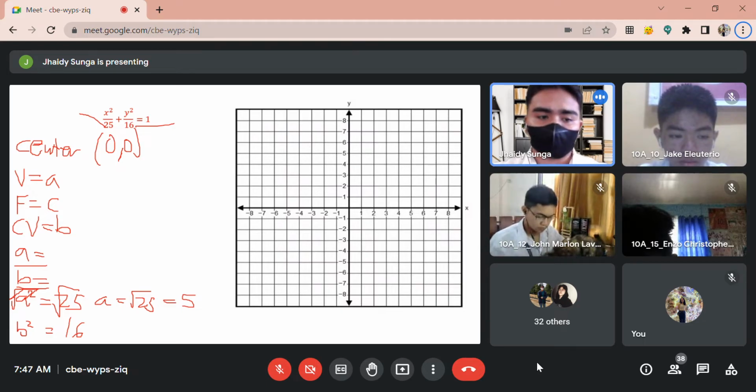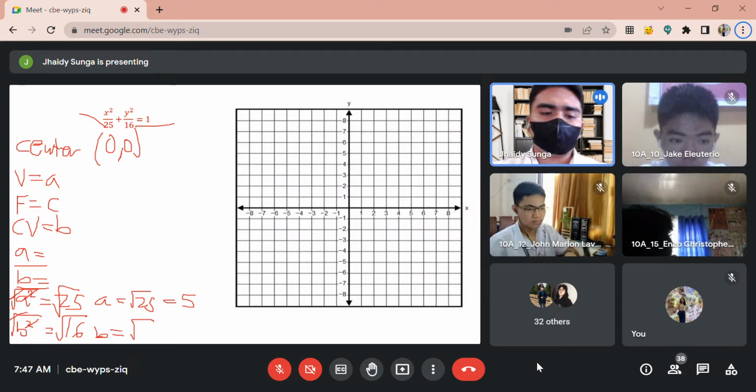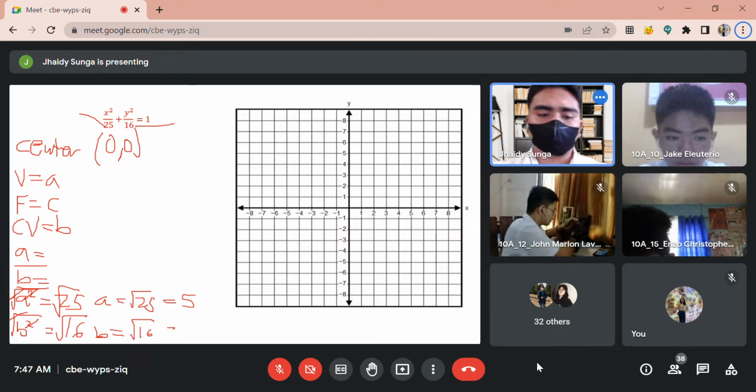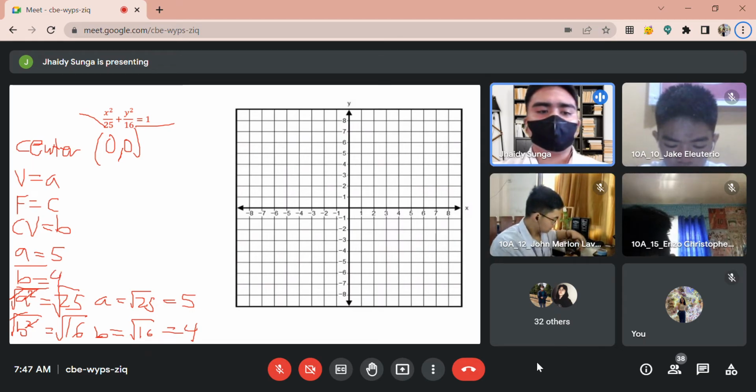Same process. We take the radical on both sides, so B is equal to the square root of 16. And what's the square root of 16? It's 4. So here, we have the value of A, which is 5, and the value of B, which is 4. Now, how about the C? Because we need also the foci.